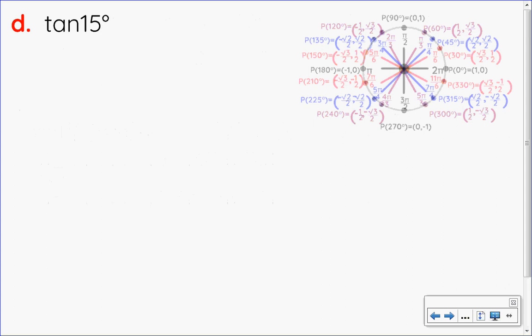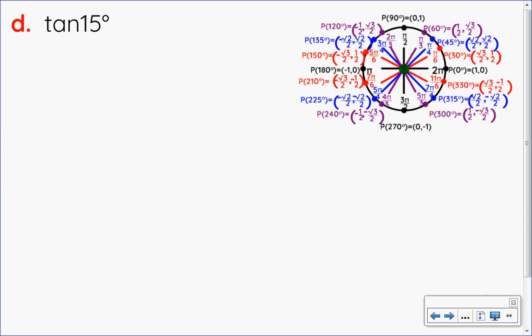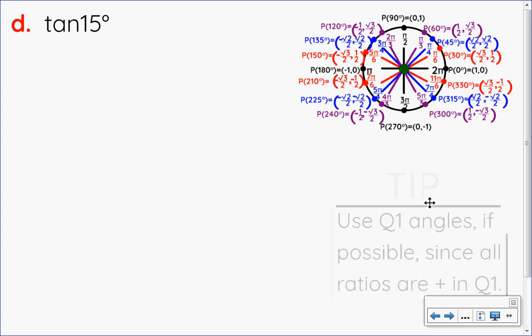Okay, in my last example, tan of 15 degrees. Now, if I look at my unit circle, 15 degrees is not one of my nice points on the unit circle. So in this question, I'm going to use nice points on my unit circle to come up with an expression for tan of 15. Now, I can choose, for example, 45 and 30, subtract those. I could subtract 120 and 135. There's a couple that I could go around the unit circle and use.